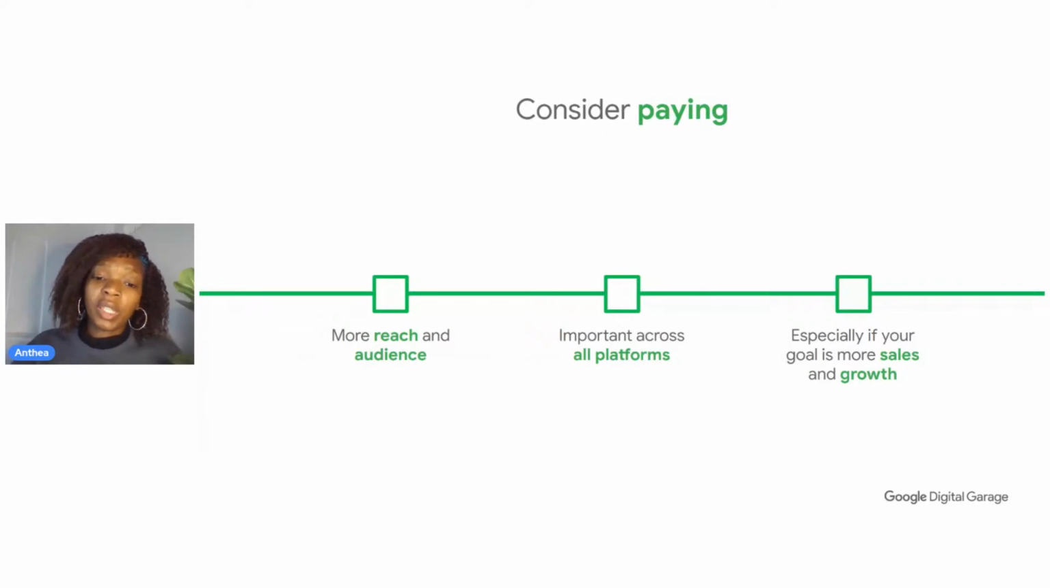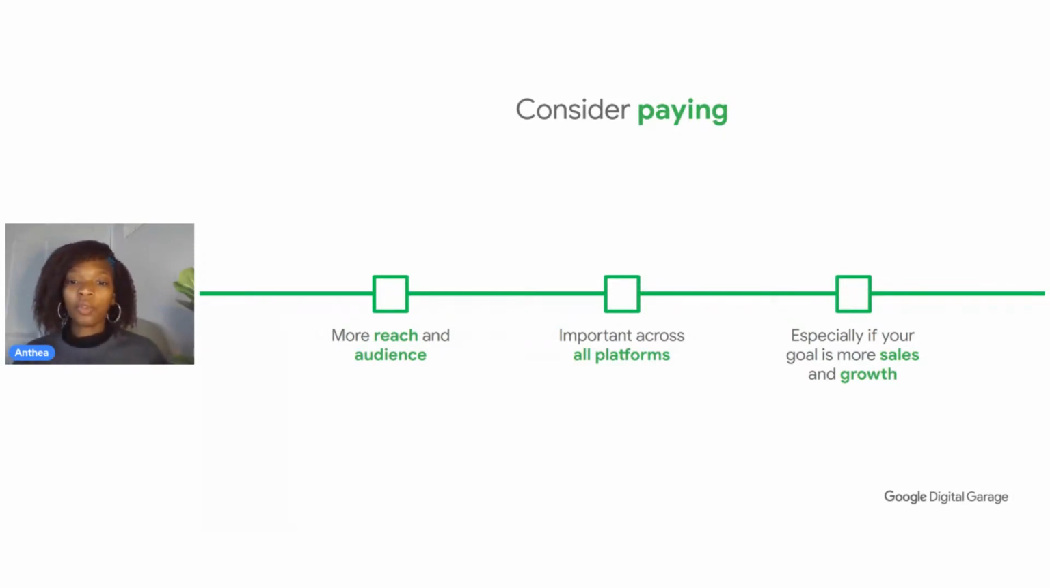So other things to really think about is also to consider paying, right? So the more reach that you have, it gives you access to a wider audience, and they don't have to already be following you. So organic reach can only take you so far. Think about potentially paying to reach the people that you want to try and get the conversions that you're looking for in order for your business to grow.